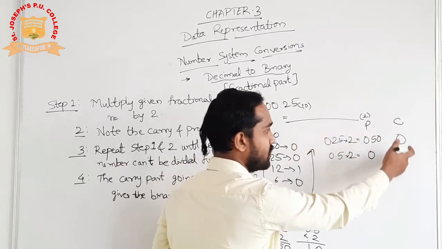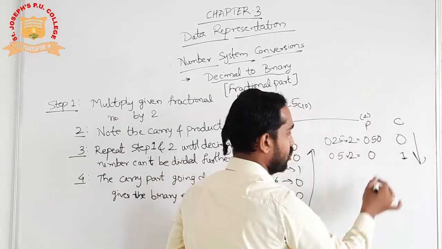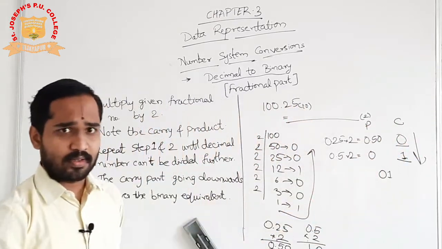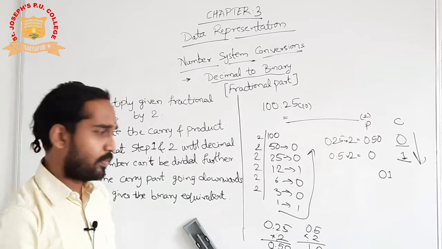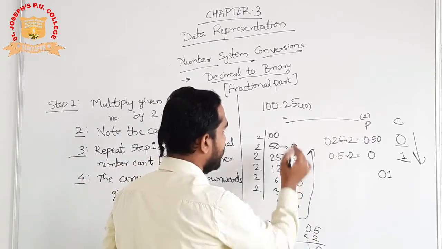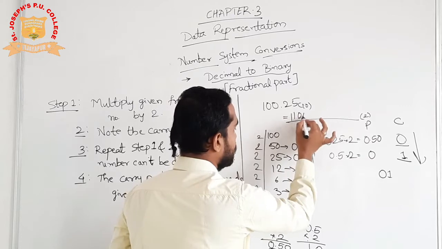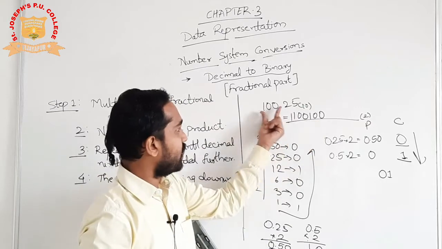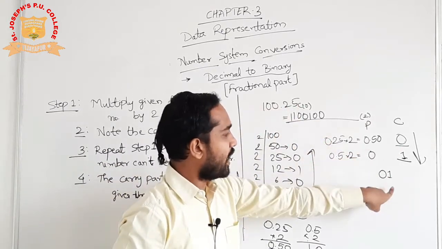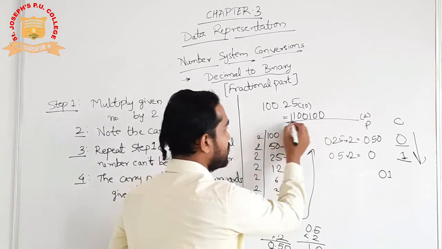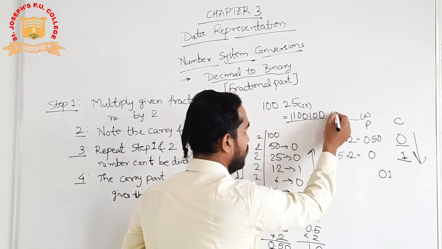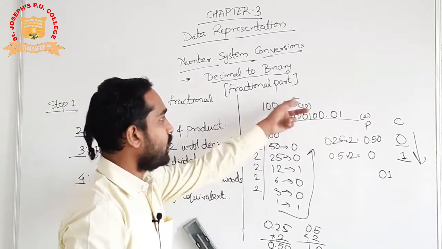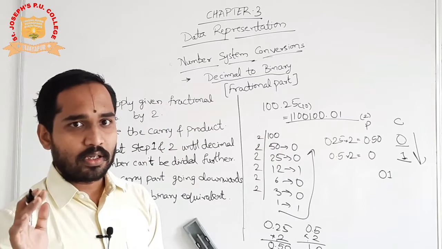What is the carry part? This is the carry part. Going downwards means 0, 1. This is the binary equivalent, only this much. Already you have 100 as 1100100. This is the binary equivalent of 100. For 0.25, I got 0 and 1. That means 1100100.01 is the binary equivalent of 100.25. Only this much. Did you understand this?